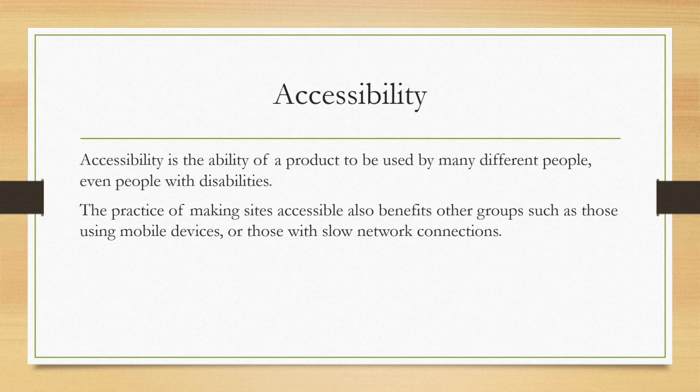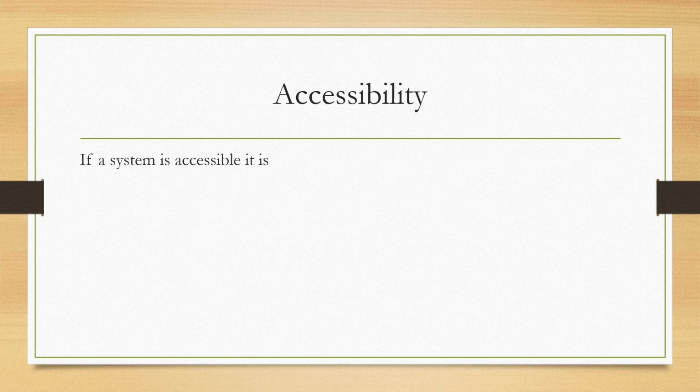If a system is accessible, that means it is perceivable, operable, understandable, and robust. So you can remember that using the acronym POUR, P-O-U-R. You don't want to have poor accessibility. So we're going to go through and we're going to think about these 4 terms and what they mean in terms of accessibility.